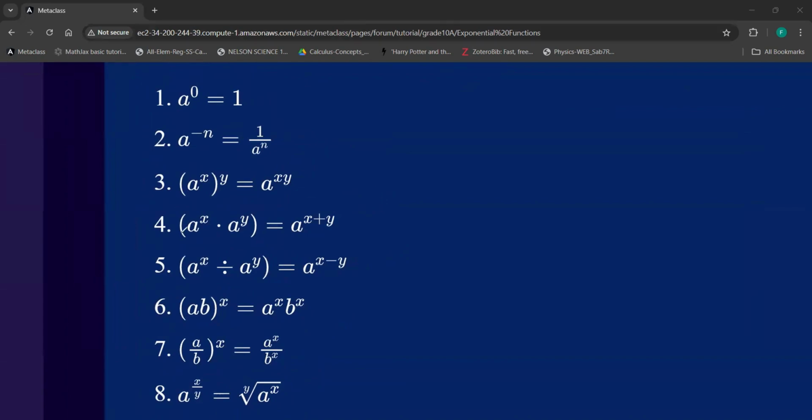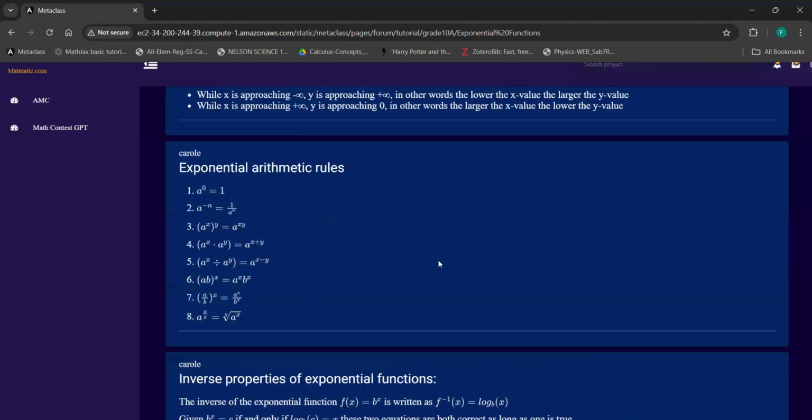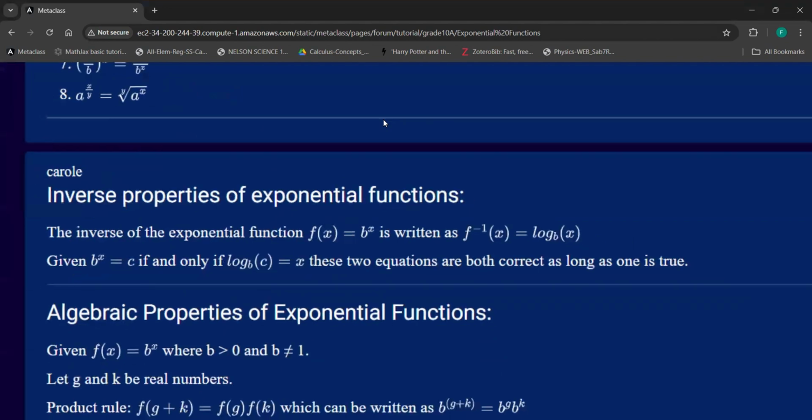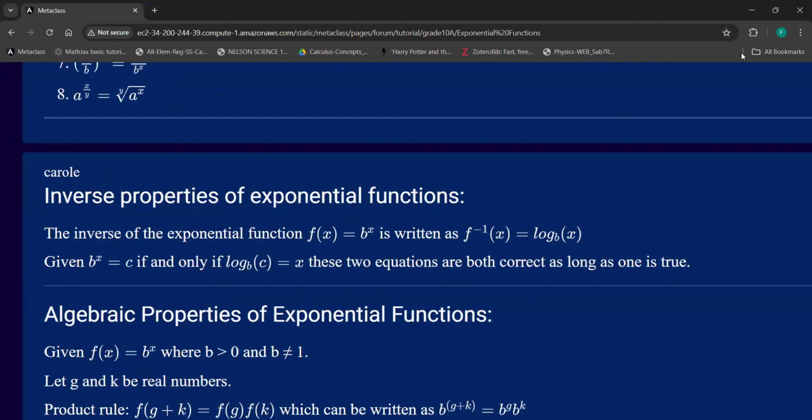I want you guys to remember this rule right here. Number 4, so a to the x times a to the y is equal to a to the x plus y. Okay, this is the first one you're gonna have to use. And then next is gonna be this, the inverse properties of exponential functions. So you're gonna have to use the correlation between exponents and logarithmics.